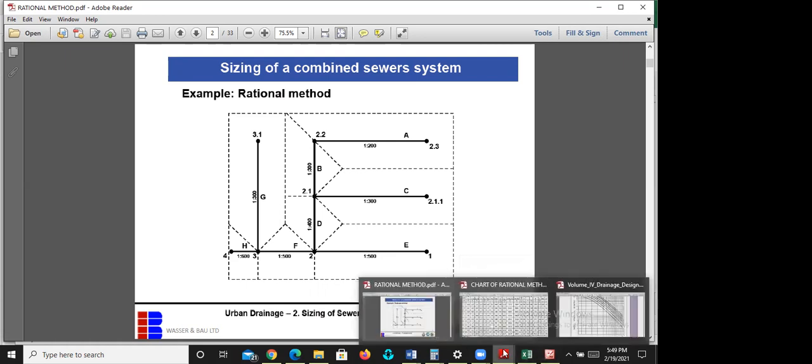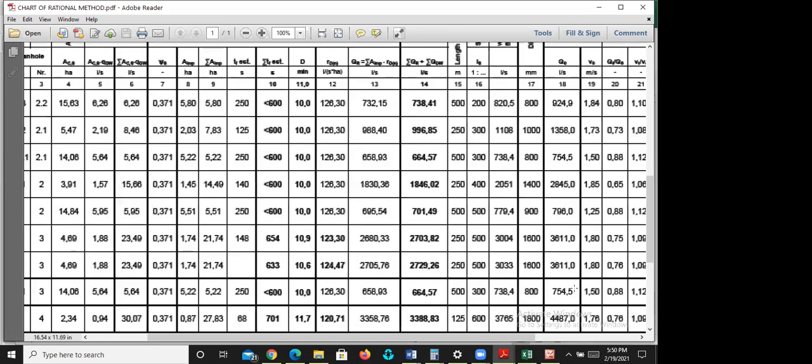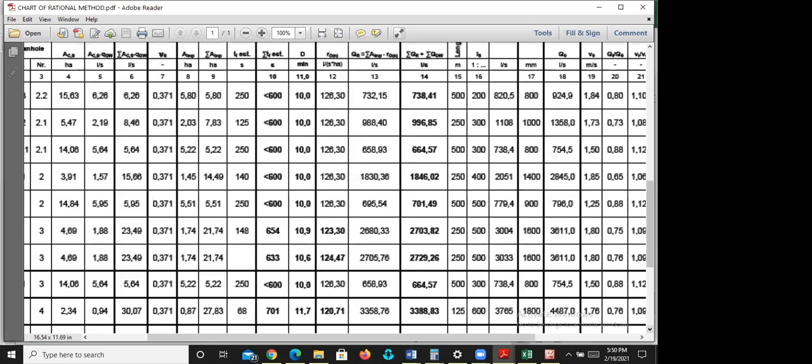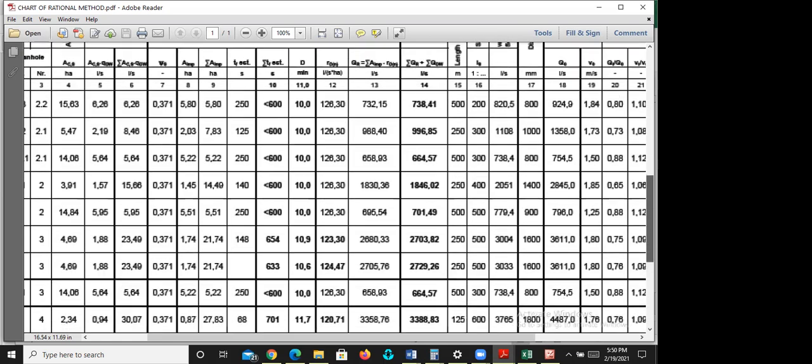So in this chart, they didn't get it at 800. Rather, they got 3,358. Now, there's another thing you also need to understand in this chart. That's a very good question. They did what they call a combined system. We don't do this. What we did was a separate system. We did storm separate, sewer separate.